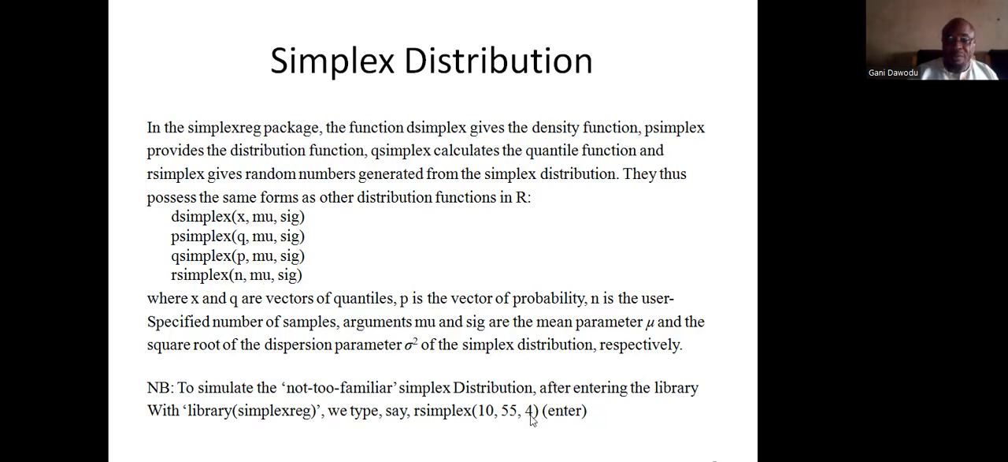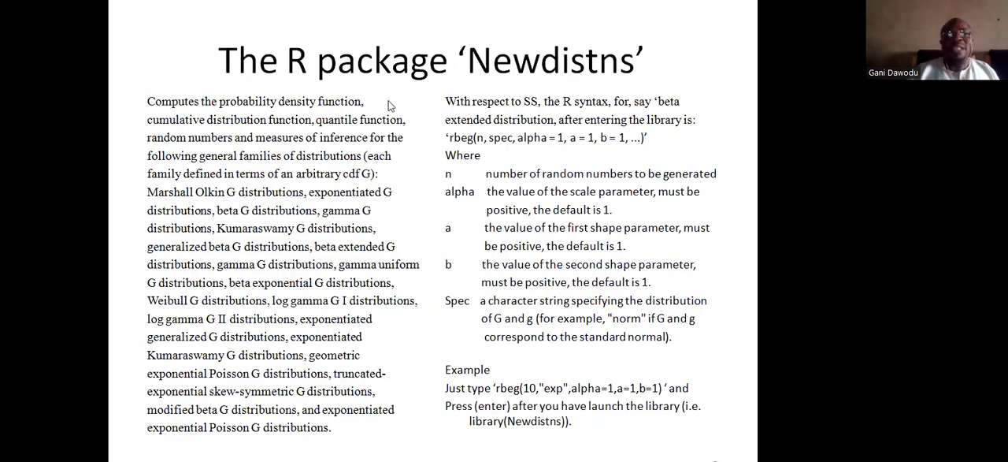Now, there's another package in R, newly written. Its name is newdistributions. It is very, very useful in the sense that it covers very many new distributions. Look at the Marshall-Olkin G distribution, the exponential Poisson G distribution. It's a very lengthy list. They've been handled and kept in newdistributions, spelled like this.